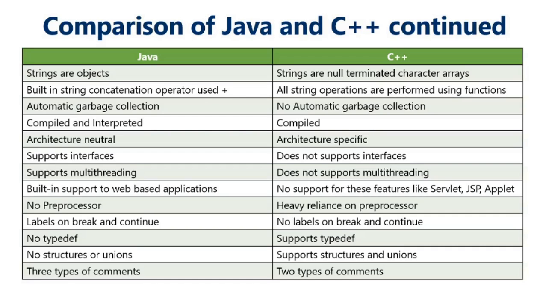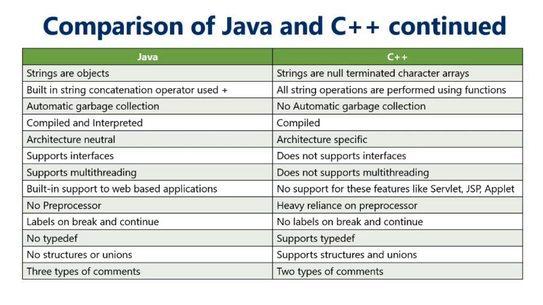In Java, strings are by default treated as objects, whereas in C++, strings are null-terminated character arrays. Java supports the plus as a built-in string concatenation operator, and in C++, whenever you want to perform any operation on the string, you have to use a built-in function. In Java, there is automatic garbage collection, whereas in C++, there is no automatic garbage collection.